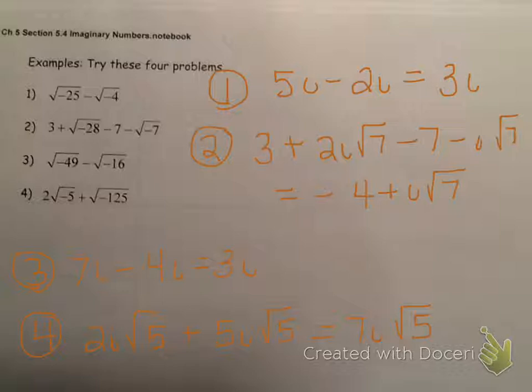Number 3, 7i minus 4i equals 3i. And the last one, 2i square root of 5. The square root of 125 is 5 square root of 5, so we change that -125 to 5i square root of 5. Combining your like terms, you get 7i square root of 5.